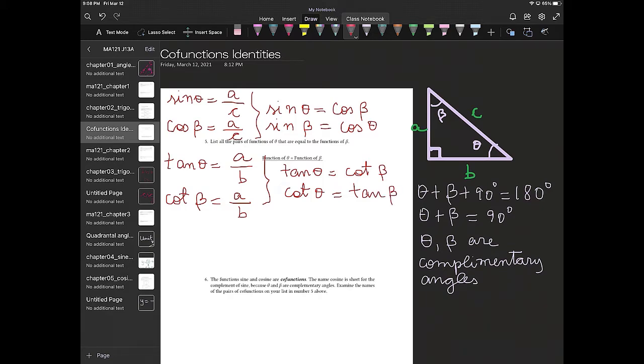So for two complementary angles, so far we identified that one pair of trigonometric functions is sine and cosine. The other pair of trigonometric functions is tangent and cotangent. For these pairs, they are equal in value for complementary angles.